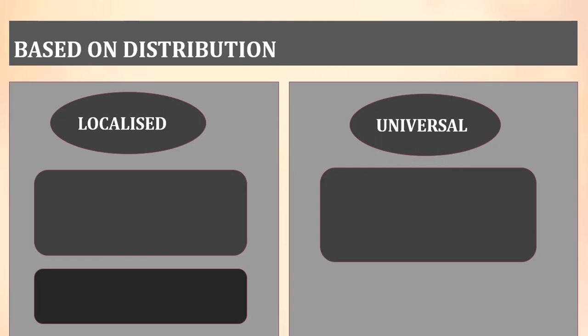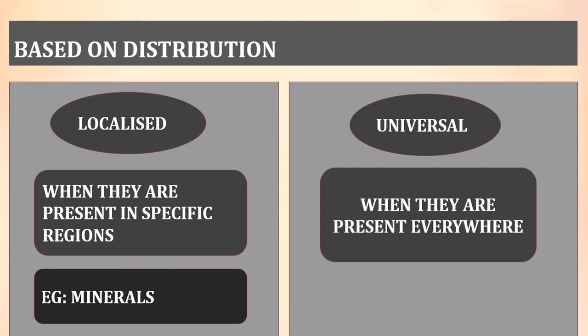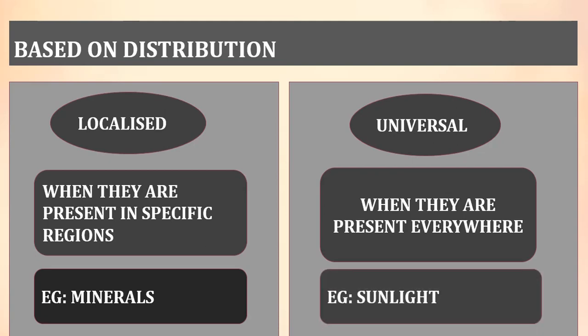Based on distribution, resources can be classified into localized and universal. Under localized, we have resources which are present only in specific regions. Example, minerals. Under universal, we have resources which are present everywhere throughout the world. Example, sunlight.